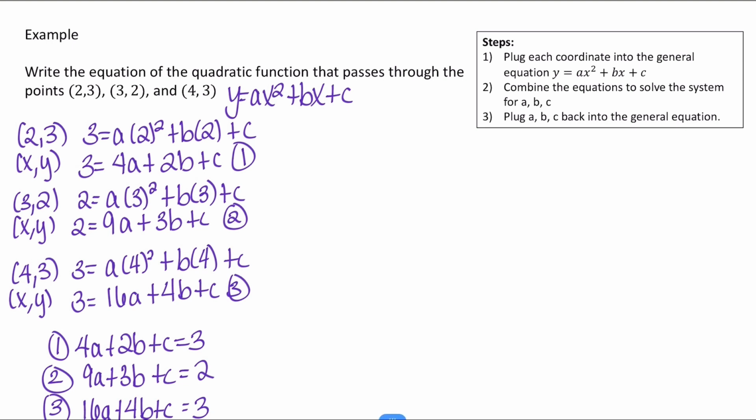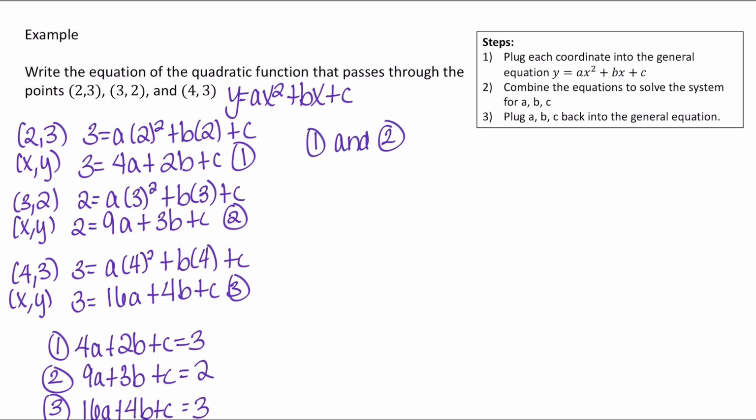So now I need to combine my equations in a way that I get one of the variables to cancel out. Notice that I have a plus c in every single equation, so that's going to be my strategy. I'm going to try to get c to cancel out when I combine these equations 2 at a time. So I'm going to start off by combining equation 1 and equation 2.